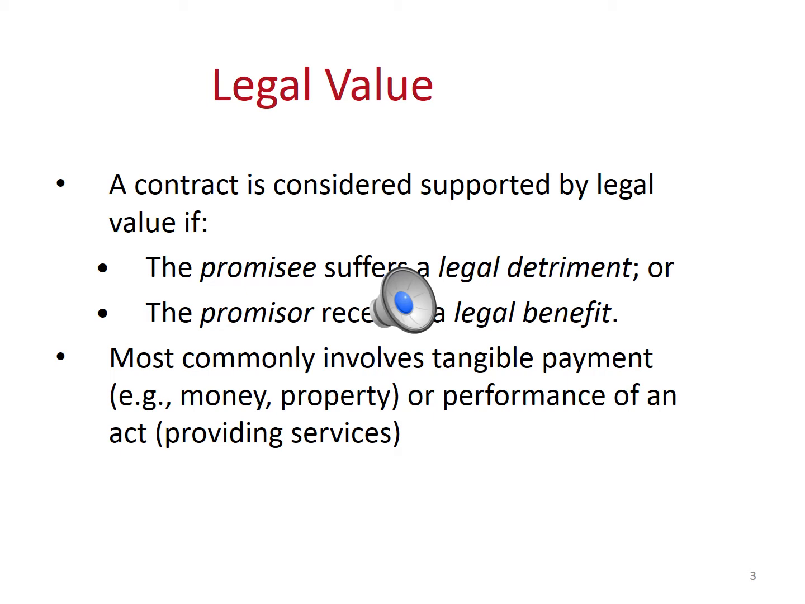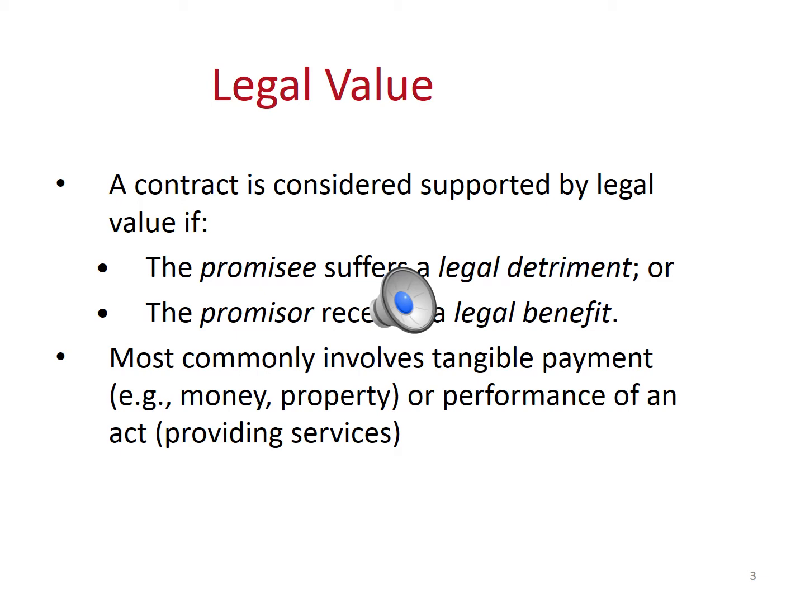Legal value can also be that the promisor receives a legal benefit. This happens very commonly with tangible assets, for example, payment of a sum of money or the transfer of a property. That can be an example of legal benefit. Or the performance of an act, in case you provide a service. So, for example, if I want to buy an iPhone, I pay a sum of money in order to get the phone. So the legal benefit that I have is the phone. And the seller of the phone gets the money from me, so he has a legal benefit from the transaction. Legal benefit means the benefit that the law recognizes.